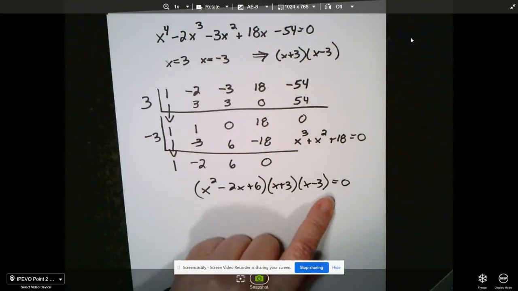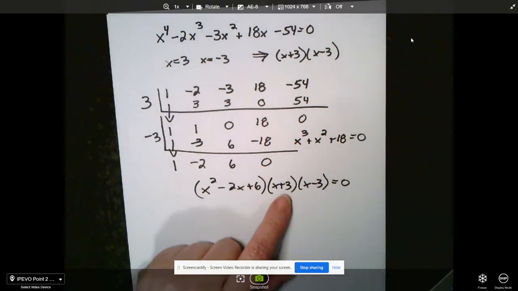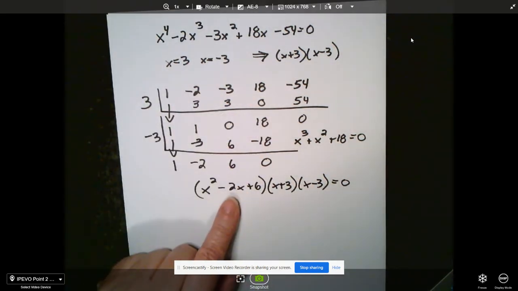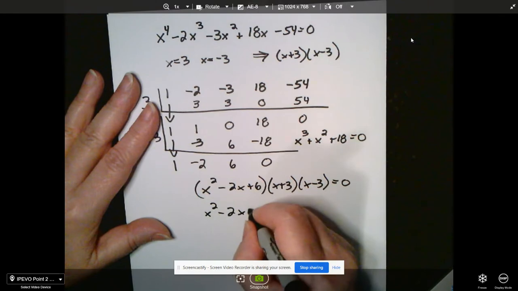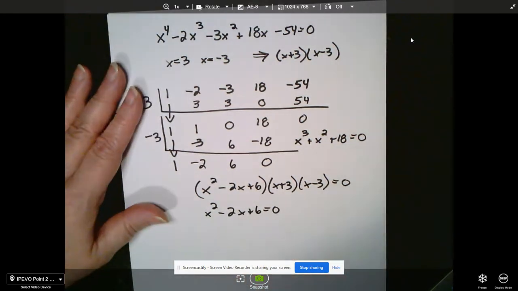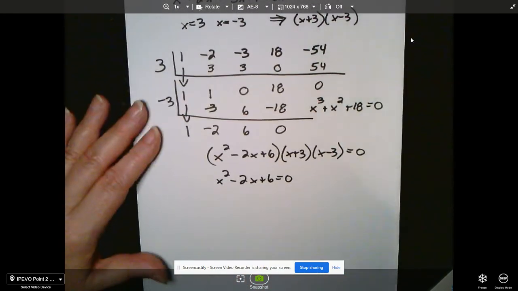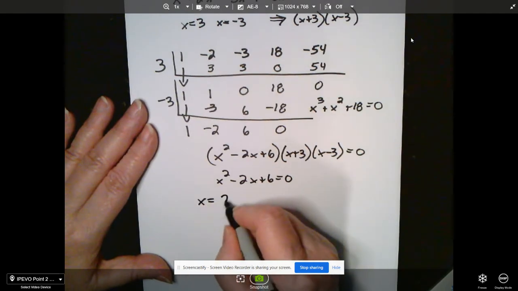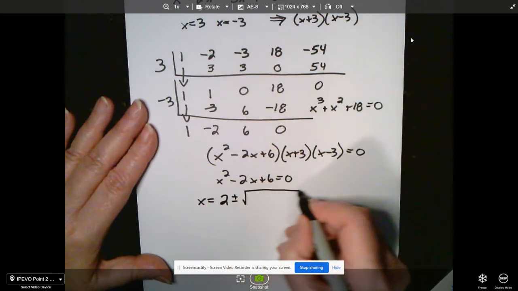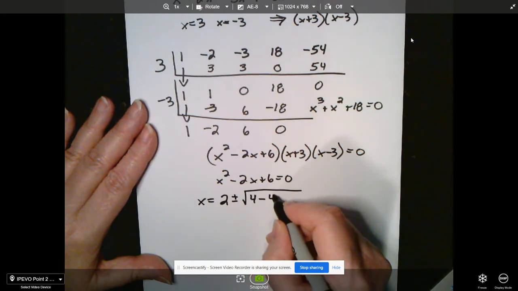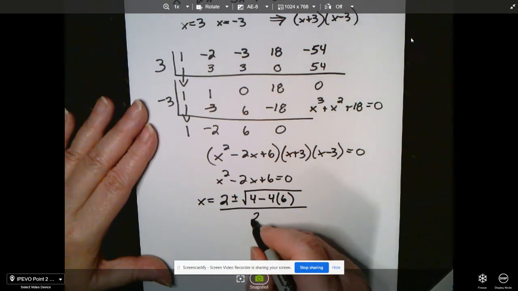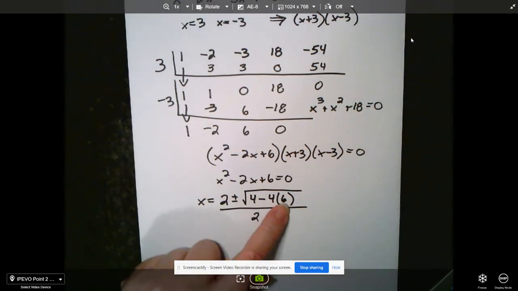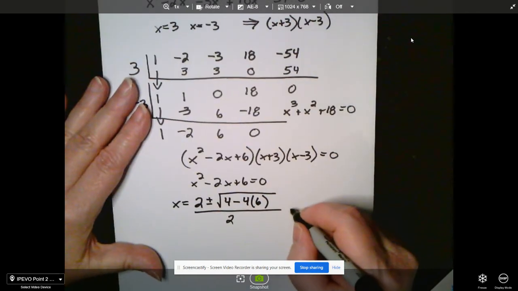Right? So now I've gotten it down to all its factors. I know that this is going to be 3 and this is -3. I just have to figure out what this would be when I solve this for x. So if I say x squared minus 2x plus 6 equals 0, it doesn't look like it factors, so I'm going to have to go to my quadratic formula. So x is minus b plus or minus the square root of b squared minus 4ac, a is 1, c is 6, all over 2a. Well, 4 minus 24 will give me a -20.